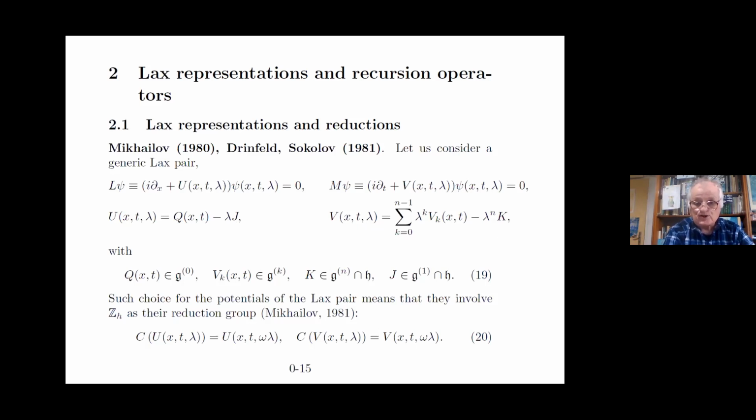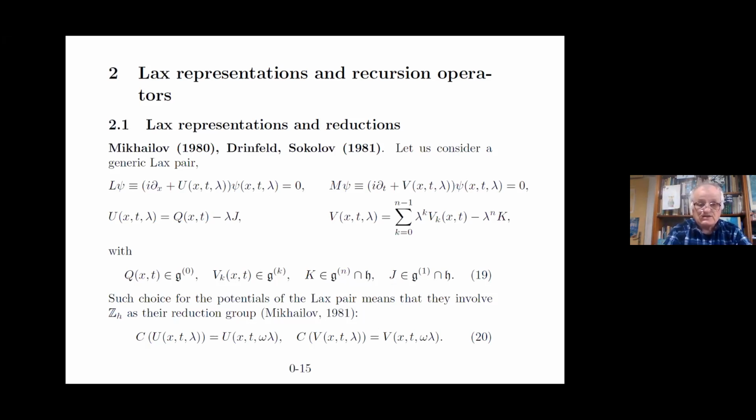V is a polynomial in lambda, goes up to power n. And it is such that Q belongs to G0. Each of these coefficients, Vk, belongs to the subspace Gk. K, capital K, is the intersection of Gn with the Cartan subalgebra. So we must have here an exponent of the algebra. And J, of course, is one, is always an exponent, and it is non-vanishing. You will see it below.